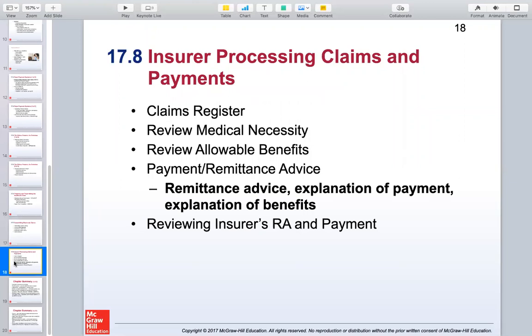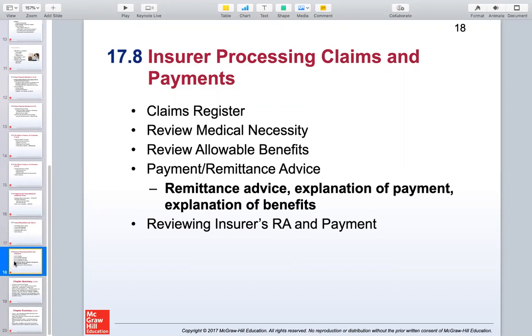Insurer processing claims and payments. The claim register is just basically transmitted electronically. Again, it's through the billing program or the clearinghouse. They will create a log of claims to allow you to track the progress of the claims that you've submitted, just to see if they've been received, if they're being worked on, or if they've been rejected or denied, that type of thing.